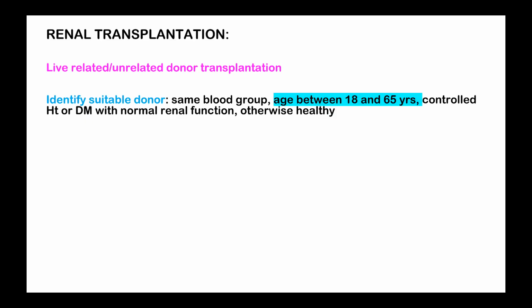That was the rule. But because of the paucity of available donors, now they have included people who have mild hypertension or diabetes, but they should have a normal renal function, which should be evaluated during the pre-anesthetic checkup. So that is how you first identify them. Then you do the preliminary HLA matching. It's also called the tissue matching.